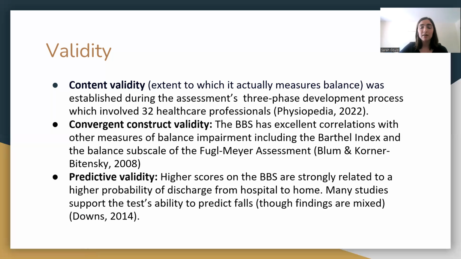It has been found to have excellent correlations with other balance scales, such as the Barthel Index and the balance subscale of the Fugl-Meyer assessment. And also, it has good predictive validity, because high scores on the assessment are related to a higher probability of discharge from hospital to home.